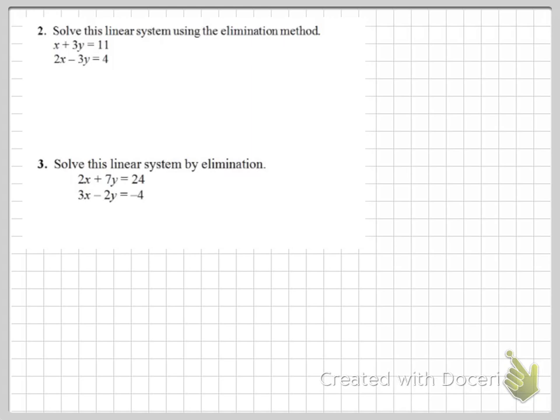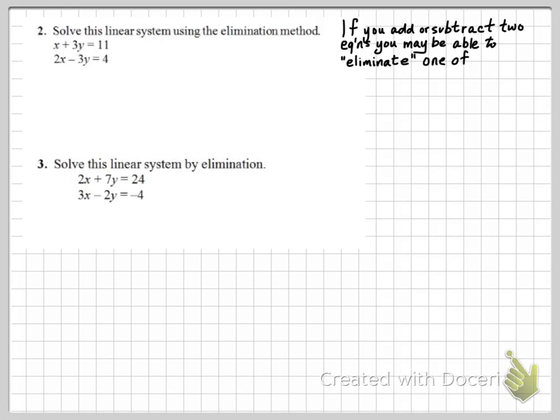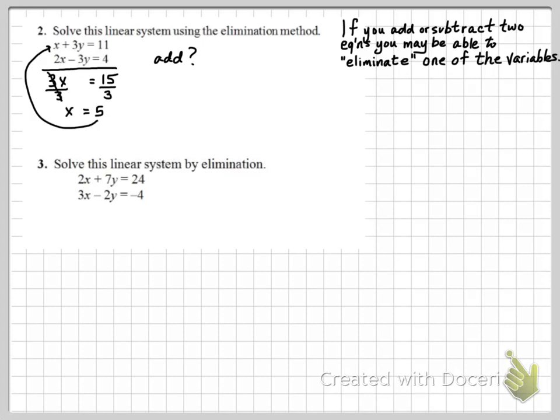In number 2, we're going to solve this one using the elimination method. So if you notice now, I have x plus 3y is 11, 2x minus 3y is equal to 4. If I added these two equations together, I could eliminate the y's. That's where it gets the name elimination method. So if I added these two, I'm going to get 3x plus no y's, or 0, equals 15. No more y's. I can divide both sides by 3, and I'm left with x equals 5.